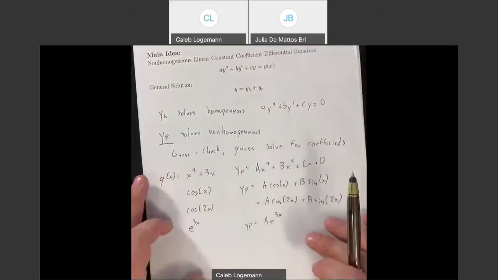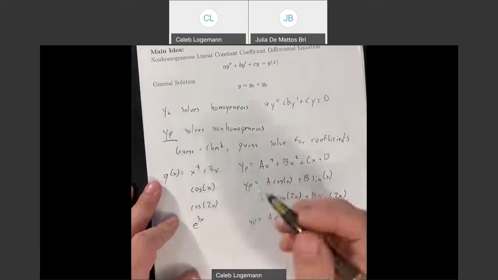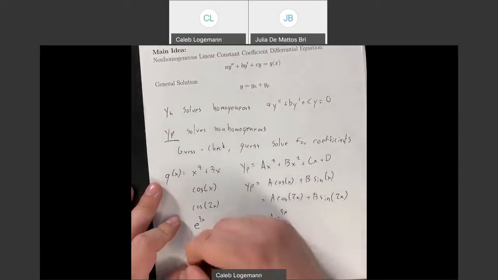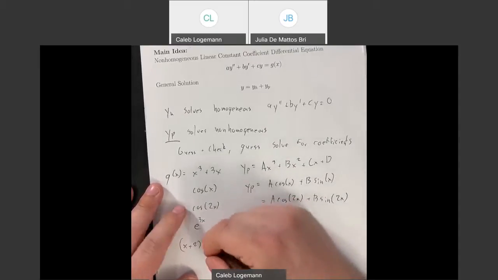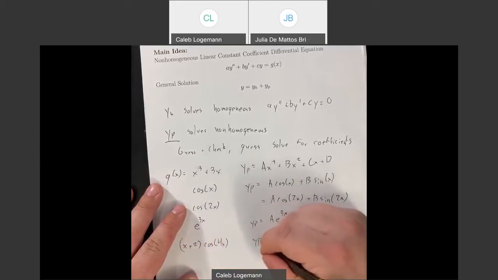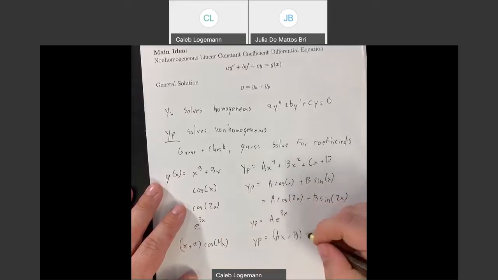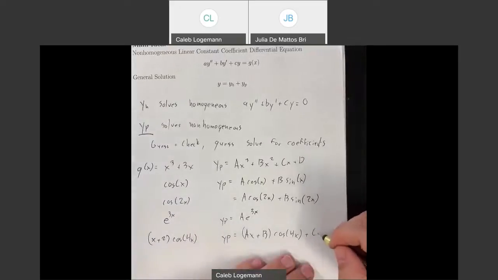A couple of complications. For example, you might have products of these types of things. So for example, if you had something like x plus 2 times cosine of 4x, your guess should look like ax plus b times cosine of 4x plus cx plus d times sine of 4x.